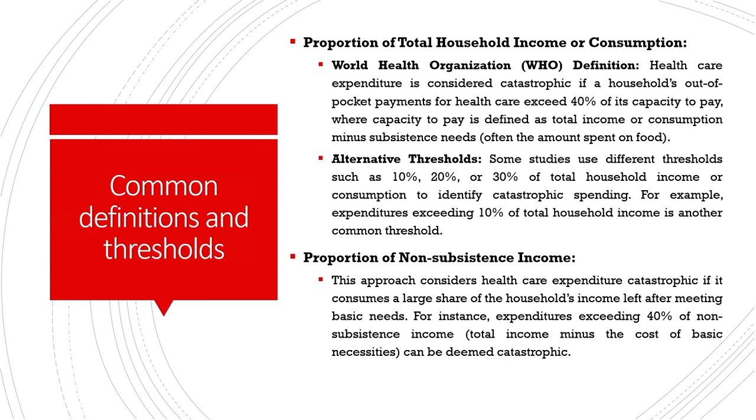So, let us say that a person has 100 rupees as income, and of those 100 rupees, the person's subsistence needs, amounting to education expenses, food expenses, housing expenses and all other miscellaneous expenses, come up to, let's say, 50 rupees, and the person is left with another 50 rupees.